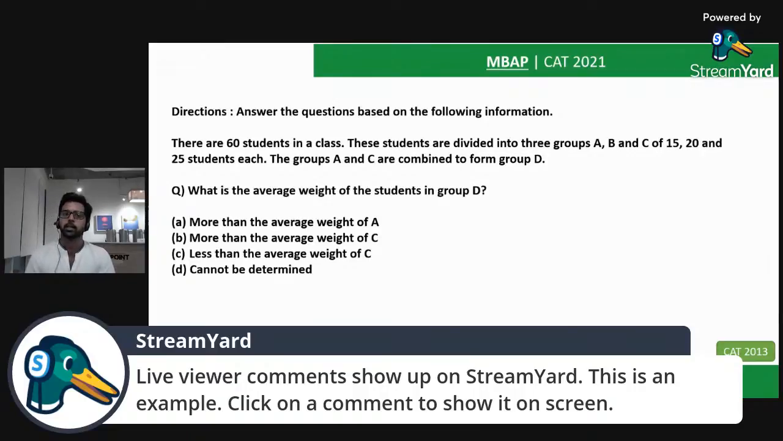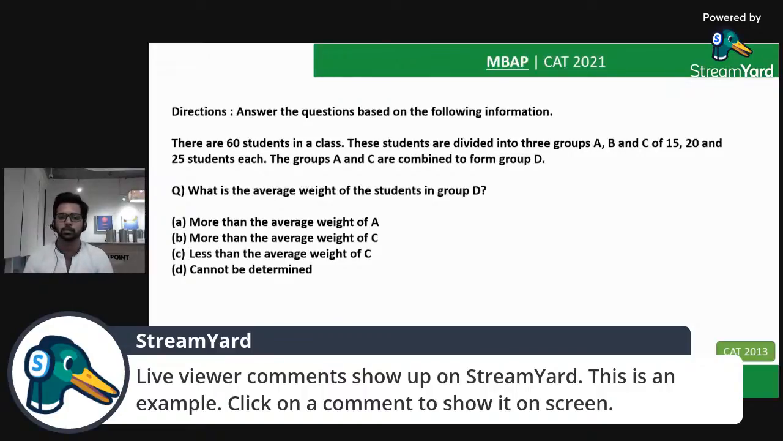The question says there are 60 students in the class. These students are divided into three groups, namely A, B, and C. A has 15 students, B has 20 students, and C has 25 students. Okay? Number of students is there. The question says group A and C have been merged to form group D. So group D is a subgroup. It's not a main group. The main groups are only A, B, and C with 15, 20, and 25 students. A and C have been merged to form D.